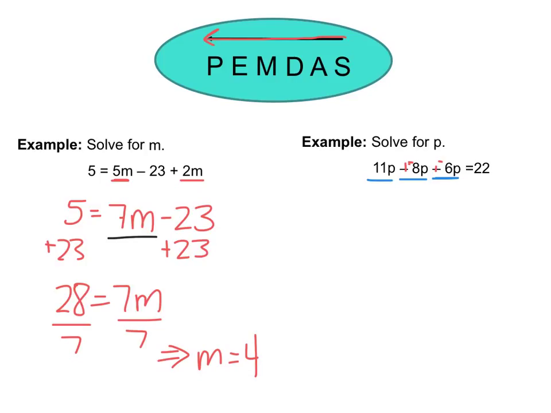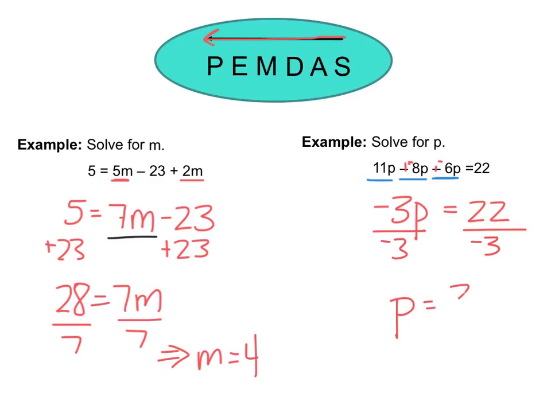And I actually end up with a -3p, if I did my math right, equals 22. My variable's already alone on one side. I have no addition or subtraction to undo. So my only step is to divide by that -3 to isolate my variable p. And I end up with p equals 22 over -3.